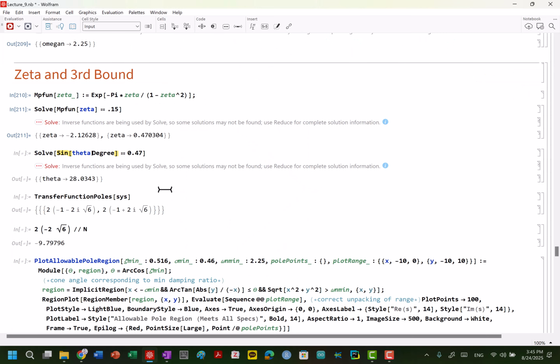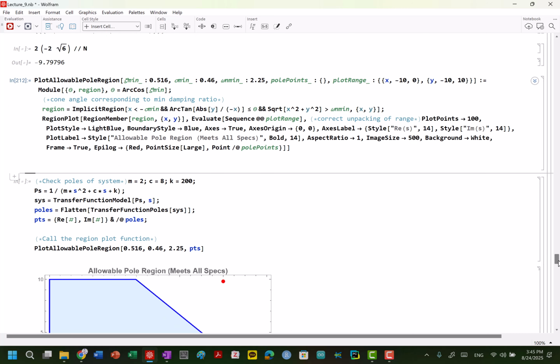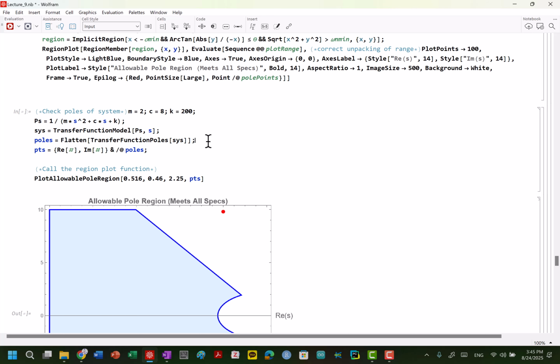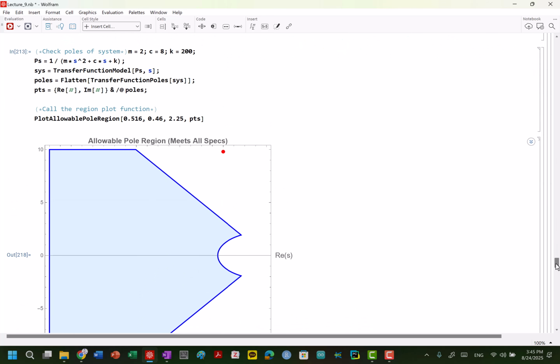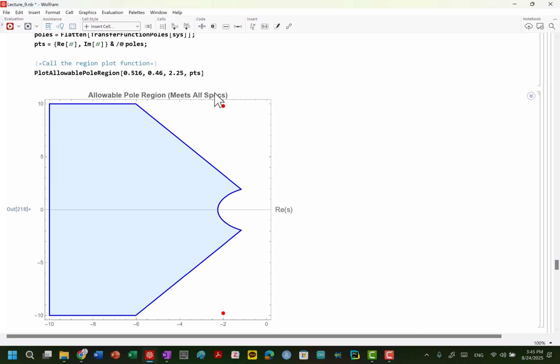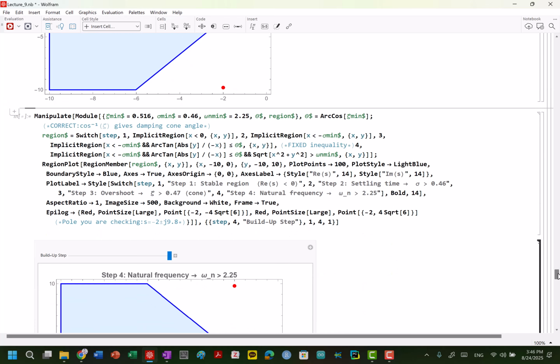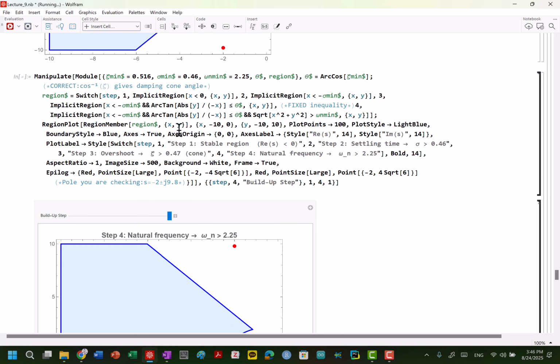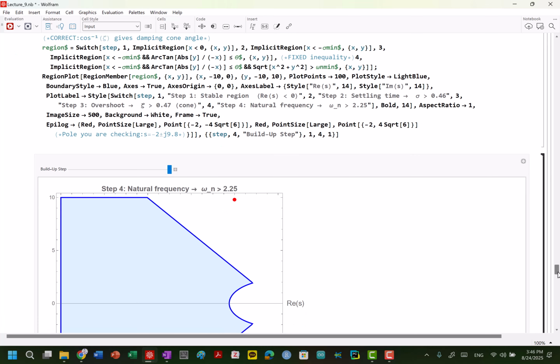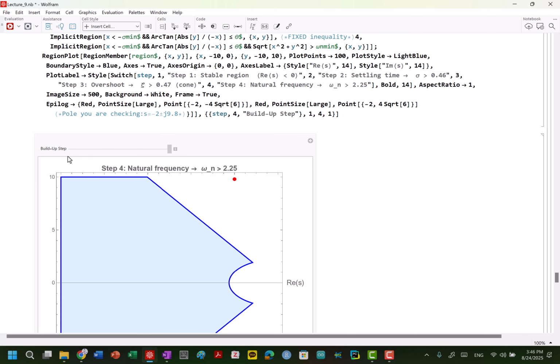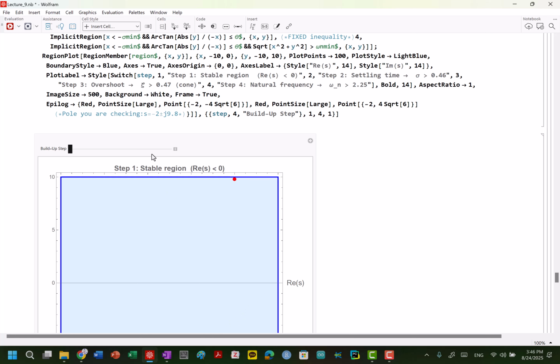So I built a cool little function in Mathematica where we can actually calculate that allowable pole region, but we can also go a bit further. Here you can see the allowable pole region, and right now we fail, right? We're outside of that pole region. If you want to go step by step, we can look at when we fail. So you specify those parameters and I can go step by step.